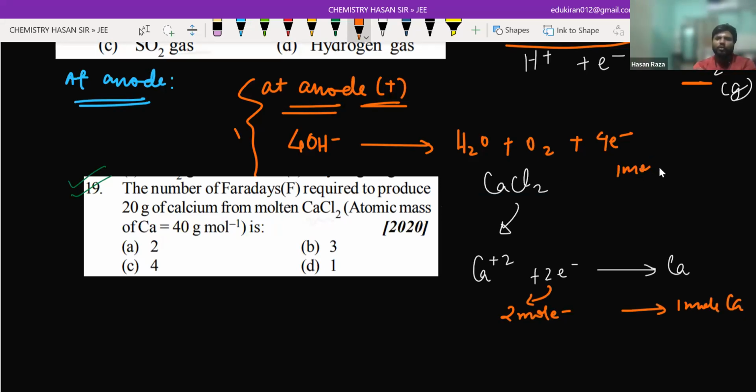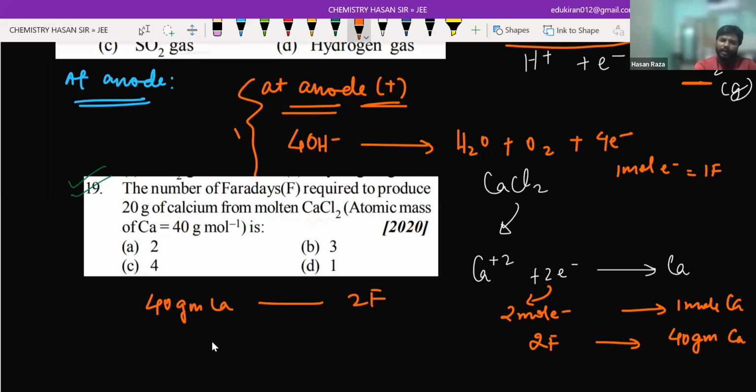You know that 1 mole electron is equal to 1 Faraday. So 2 mole electron can be written as 2 Faraday, and that is giving you 1 mole calcium, which will be equal to its atomic weight. Yes or no? 1 mole is equal to its molar mass. So I'm just going to write it in opposite like this. 40 gram calcium is given by 2 Faraday. So 1 gram calcium will be given by 2F by 40.